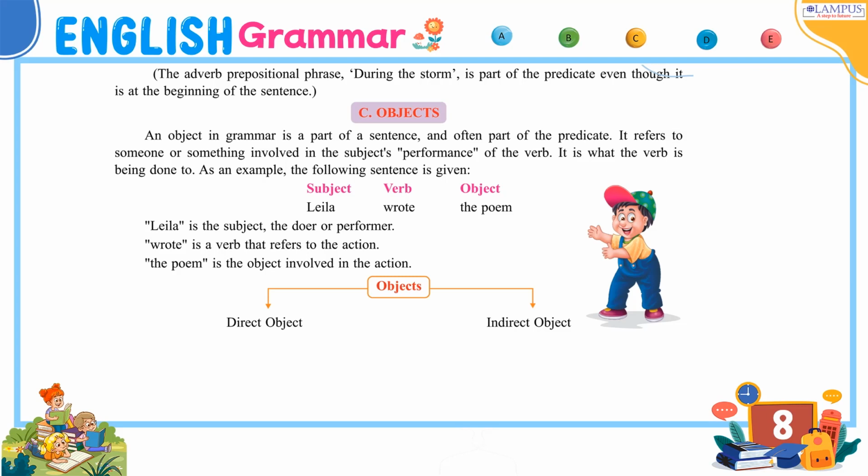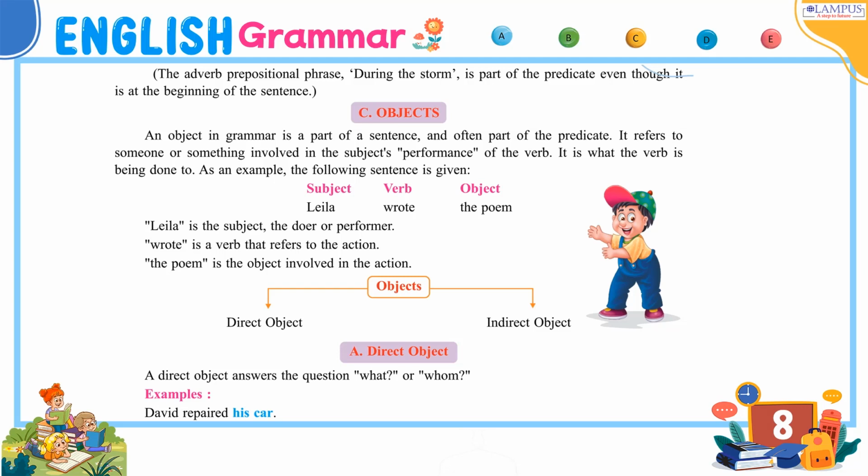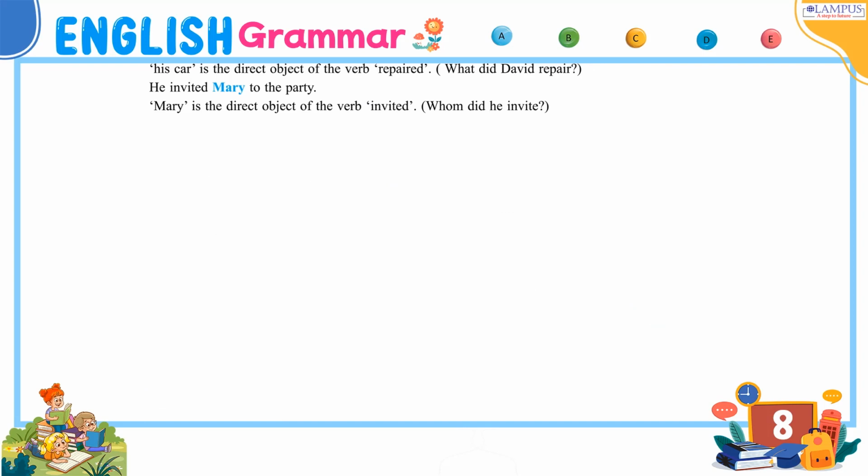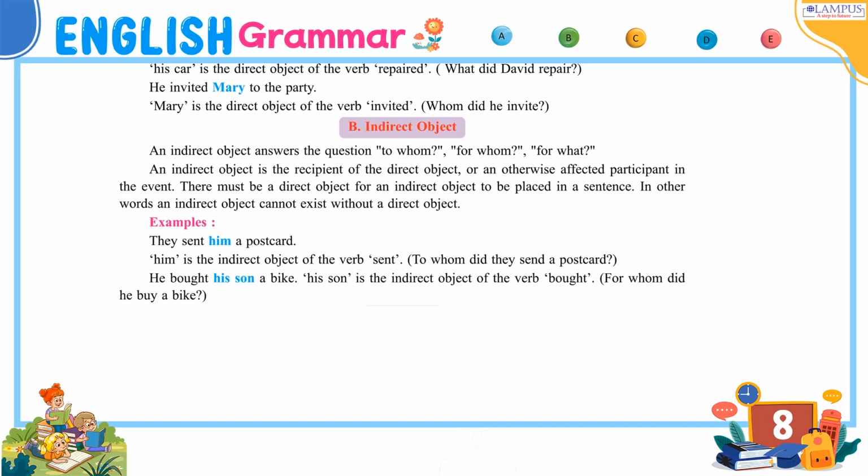Objects: direct object, indirect object. A. Direct object. A direct object answers the question, what, or whom. Examples: David repaired his car. His car is the direct object of the verb, repaired. What did David repair? He invited Mary to the party. Mary is the direct object of the verb, invited. Whom did he invite?